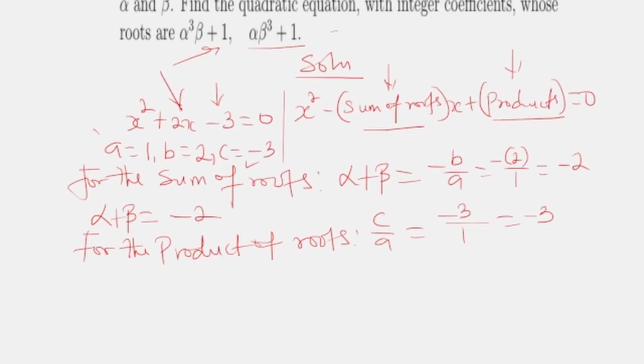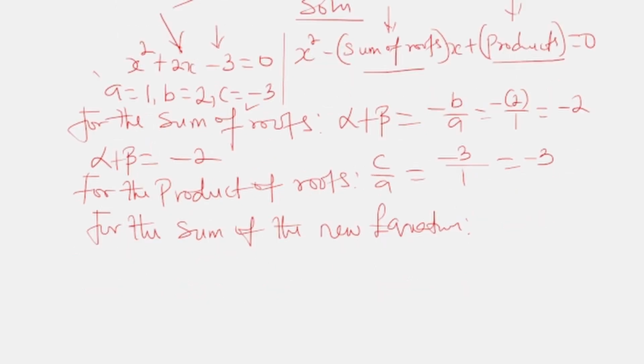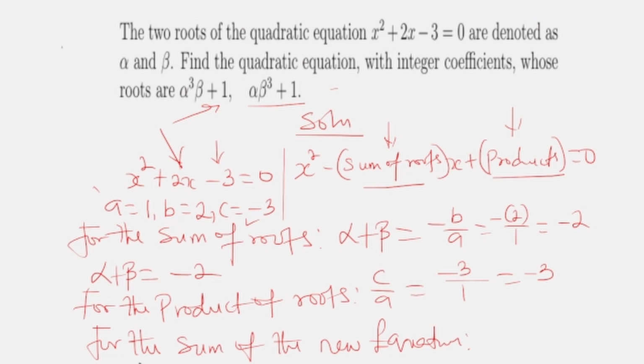So I'm going to say for the sum of the new equation which we are going to form. Now I'm going to copy this down. Here we have alpha cubed beta plus 1, and then we have plus alpha beta cubed plus 1, right? Yes, we are correct with the copying.